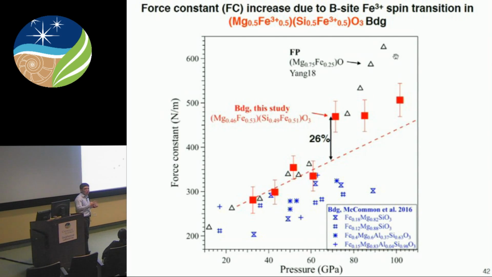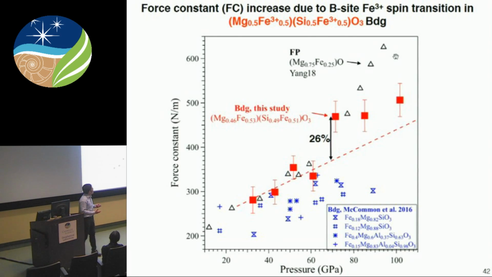So here is the derived force constant from the NRIXS data. The red squares are our experiment data for this bridgmanite composition. This is the average force constant between A site and B site, and we are seeing about a 30% jump in force constant. Compared with literature data on bridgmanite, below the spin transition they actually look very similar, especially when you consider the large uncertainty in NRIXS, which is about 10%.